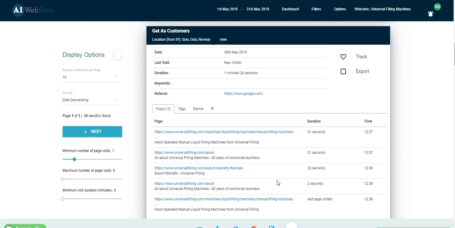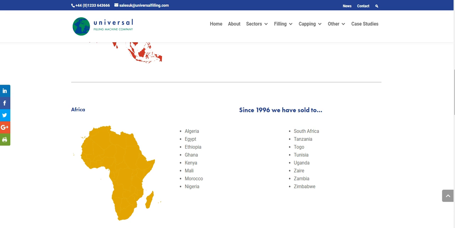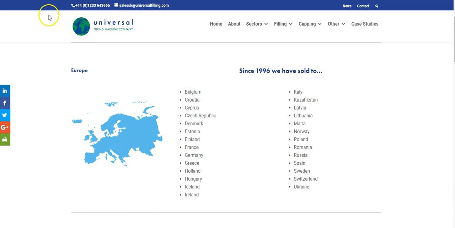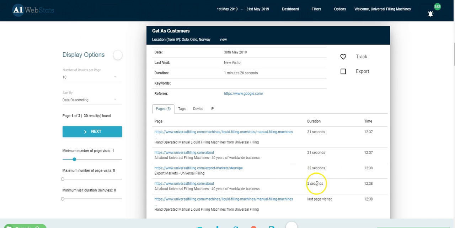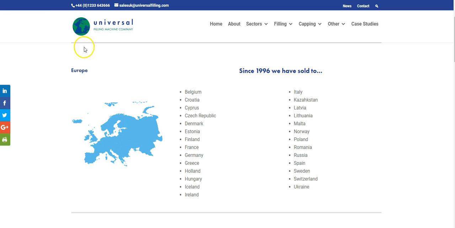This particular visit is a pretty good example. You can see the person came in from Google, they landed on a particular filling machine type page, they went to the About page, and then they looked at the Europe page, which is the page we were just looking at. They've obviously spent a few seconds on that page, and what's effectively happened is they've then backed out of the website. They've gone back to About, back to the page they came in, and they're gone. So if these people from Norway had got to this page and weren't impressed with what they saw, it's no surprise that they would go somewhere else.